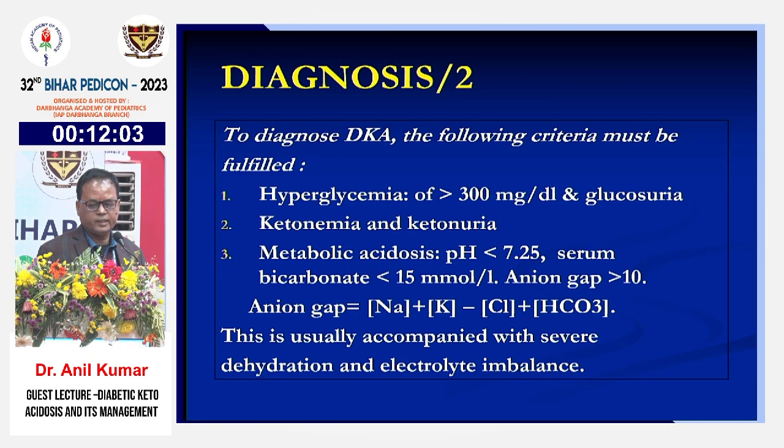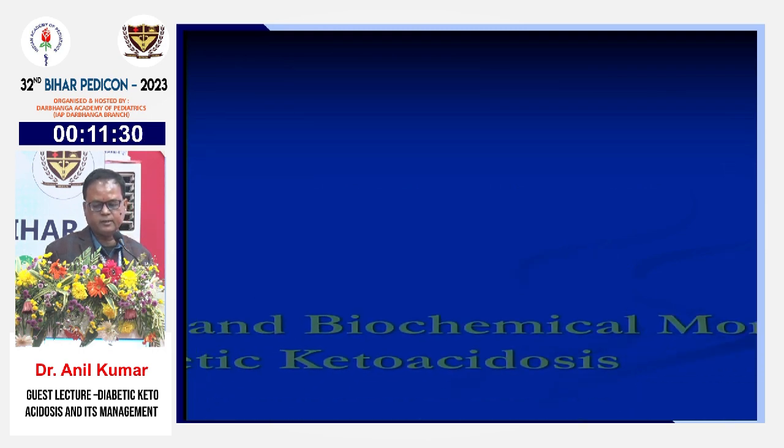To diagnose DKA, the following criteria must be fulfilled: hyperglycemia more than 200 to 300 milligram per dl, glycosuria, ketonemia, ketonuria, and metabolic acidosis, all of which has been said. Anion gap is very important. If the anion gap is more than 10, we will suspect DKA. If it is more than 35, then we will suspect that the DKA is associated with lactic acidosis also. This is usually accompanied by severe dehydration and electrolyte imbalance.